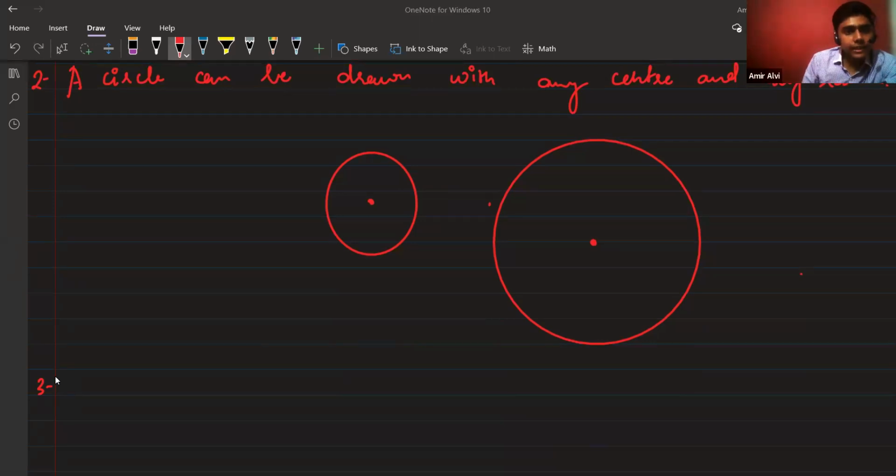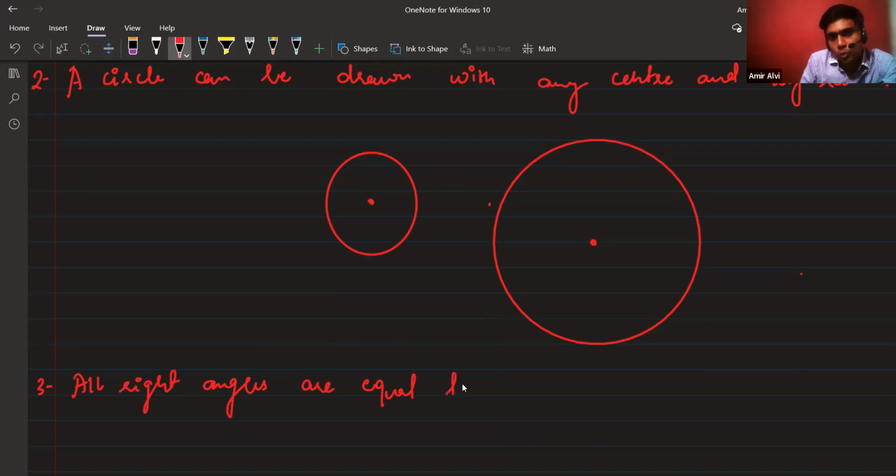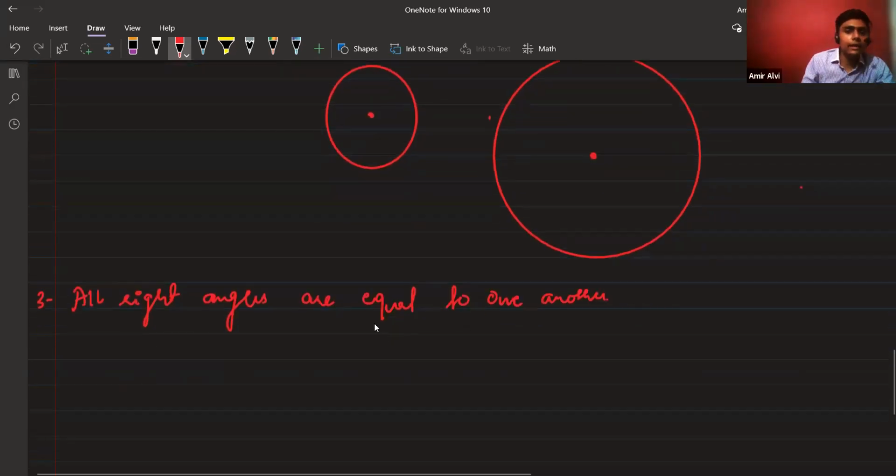The third postulate is saying that all right angles are equal to one another. Simple thing. Obviously any 90 degree angle will be equal to all the others. The triangles will not be equal, only the 90 degree angles will be equal, because the dimensions of triangles can be different.